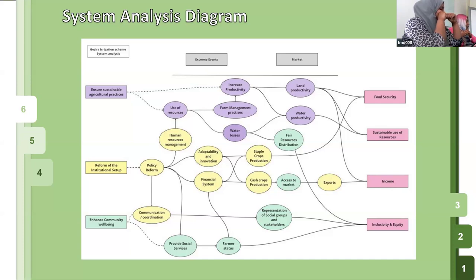For example, ensuring the sustainability of agricultural practices by optimizing resource organization and enhancing both land and water productivity. This entails improving field practices like land leveling and weed control, and also reducing water losses. This could be done through maintaining irrigation infrastructure and developing seed varieties such as drought-tolerant seeds. Enhanced productivity in turn will support food security and sustainable use of resources.